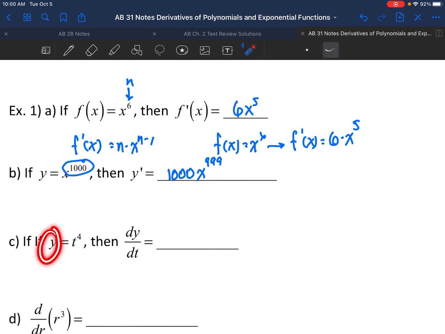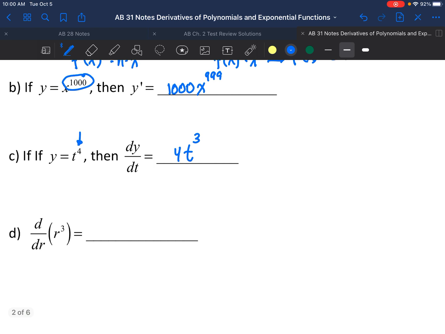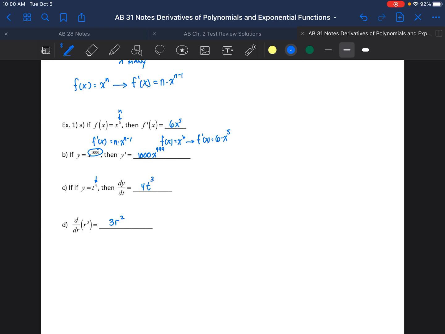Changing notation, if I've got y, I am differentiating with respect to t. So the rate of change of y with respect to t, the rate of change, apply my limit rule. I see my exponent. So we have 4t, subtract 1, 3. That's convenient. The derivative with respect to r of r cubed, 3r squared. Wow, that is nice. So we never have to apply that limit when we've got a positive integer exponent. Not so bad.